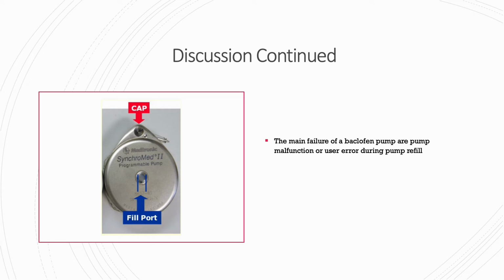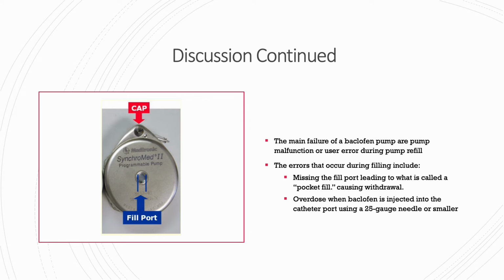Refill of an ITB pump requires inserting a 22-gauge needle through the skin and into the fill port, as seen in the picture. The excess Baclofen remaining in the pump is first removed, and then the correct amount is added to the pump. There are 2 possible major errors that occur when refilling a pump with Baclofen. First is missing the fill port, leading to what is called a pocket fill, where the Baclofen is accidentally injected into the surrounding tissue. Because the Baclofen dosage is only useful in the intrathecal space, the Baclofen is not a high enough dose to have any actual effect, leading to withdrawal.